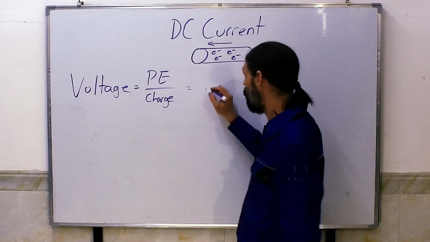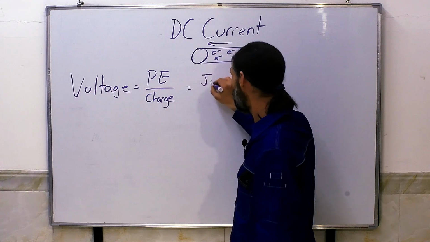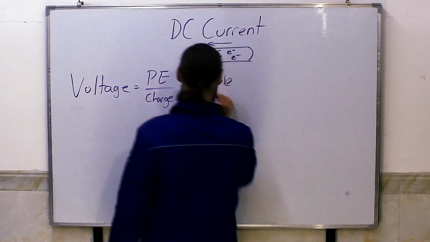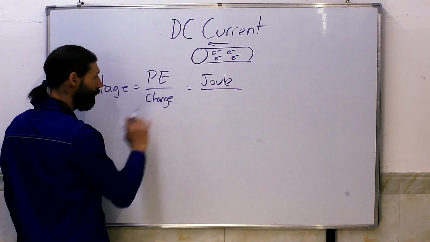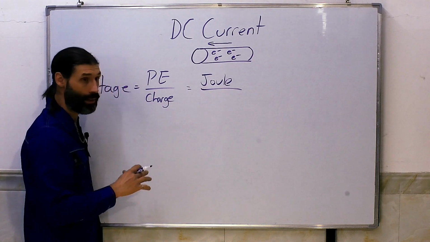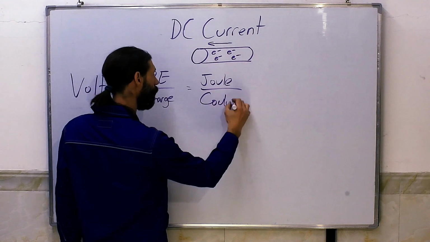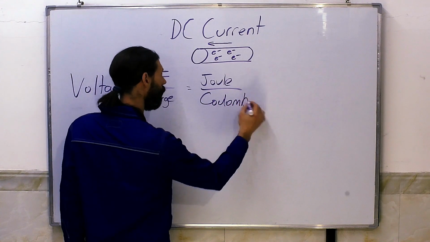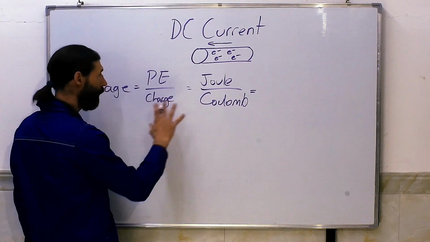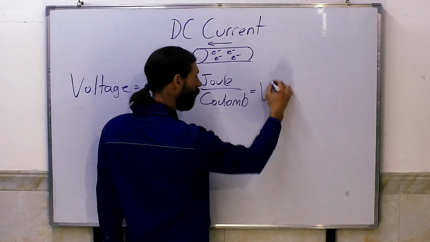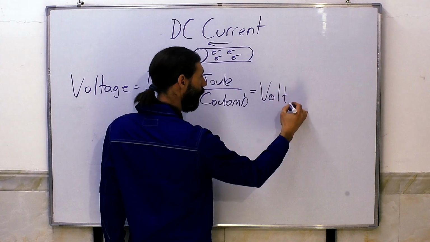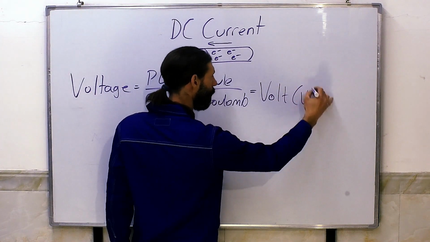The unit for energy is the joule, and the unit for elementary charges is the coulomb. Now, a joule per coulomb we call a volt, and the symbol for volt is a capital V.